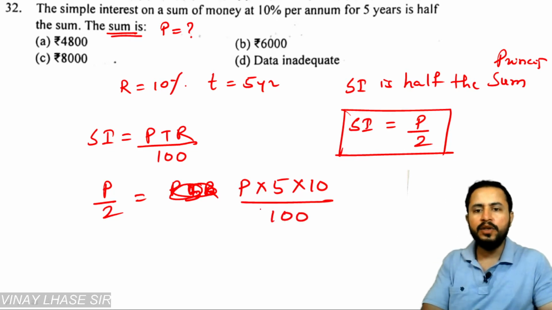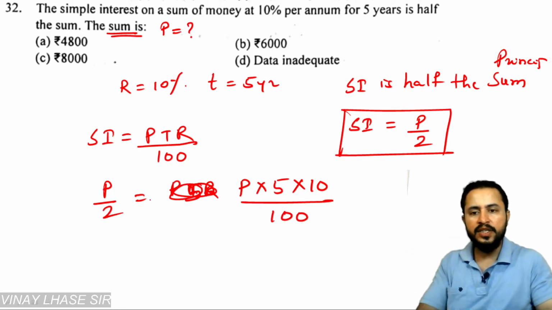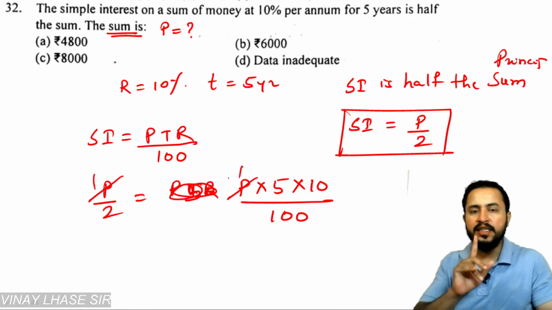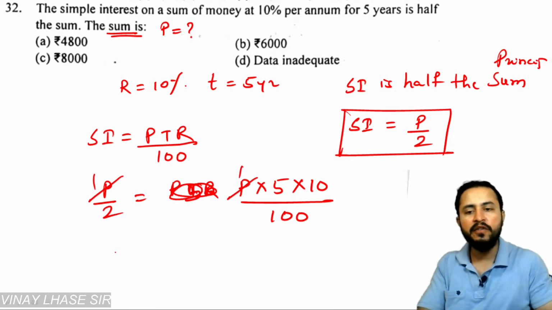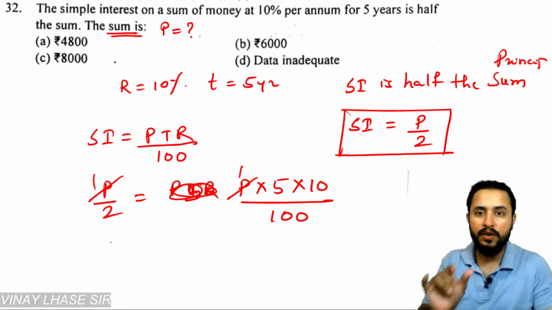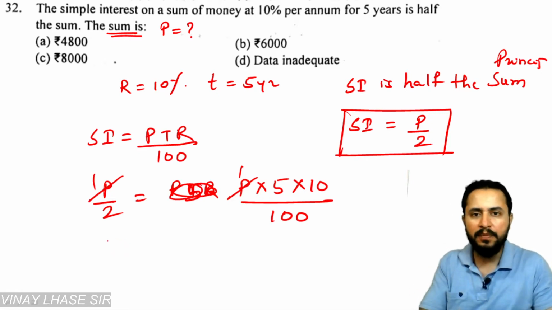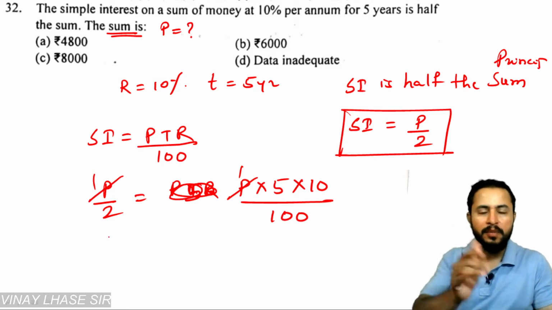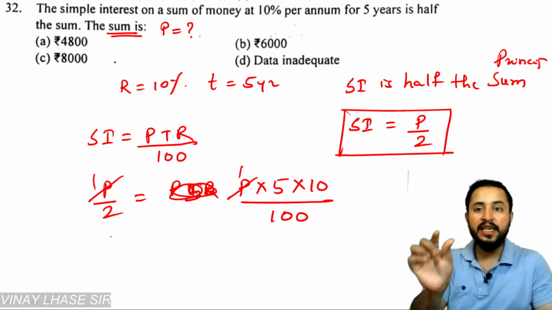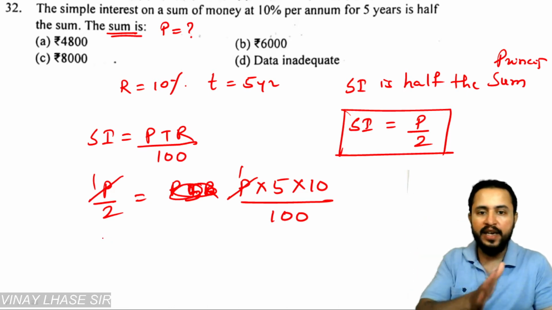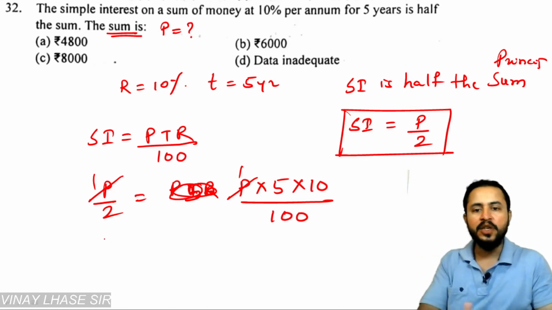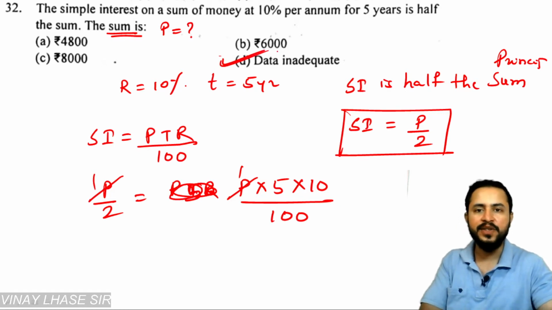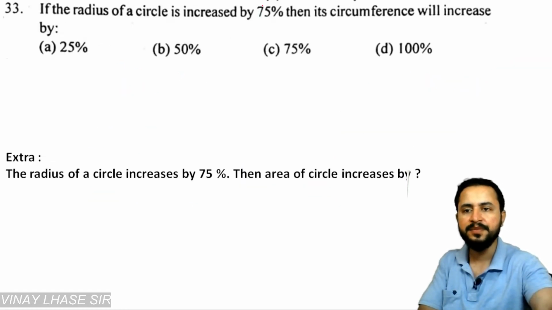But one thing you will notice, from LHS and RHS, P and P are getting cancelled. If P and P are getting cancelled, we cannot find the principal. How can we find P is equal to question mark? We cannot find the principal this way. And that is the reason, from the given data in the question, we cannot find what is the principal. So we can say option number D, that is data is inadequate for this question. Let's move to the next.